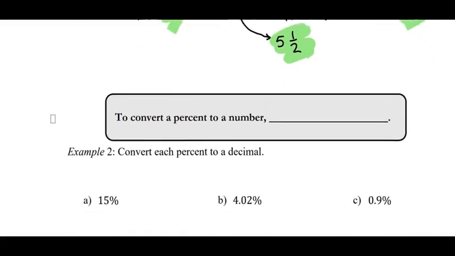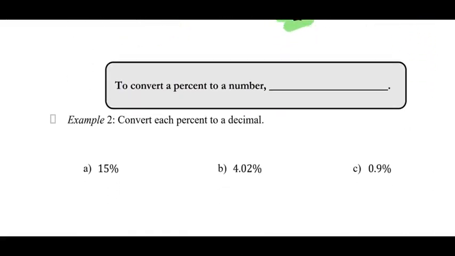99% of the time we will be converting percent to a decimal. So to convert each percent to a decimal, you are going to drop the percent sign and move the decimal point 2 times to the left. It is equivalent to dividing by 100.